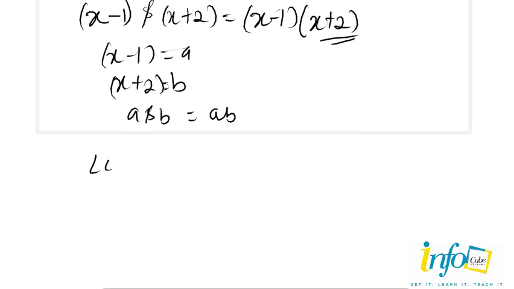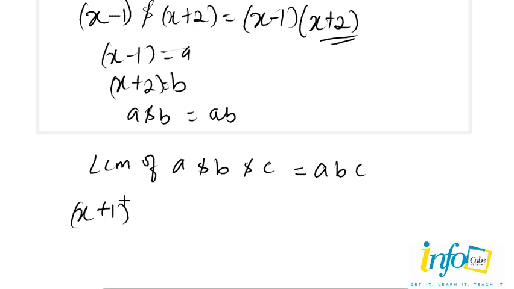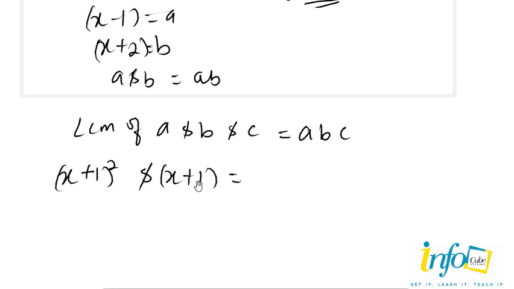Alright, let's solve another question. So what will be the LCM of a and b and c? This will be, just pick the letters and write them out: a, b, c. That will be the LCM. Now what of this? x plus 1 square and x plus 1. Now if you look at this, see that the elements in the bracket are the same. The only difference between the two of them is that one of them has a power 2.